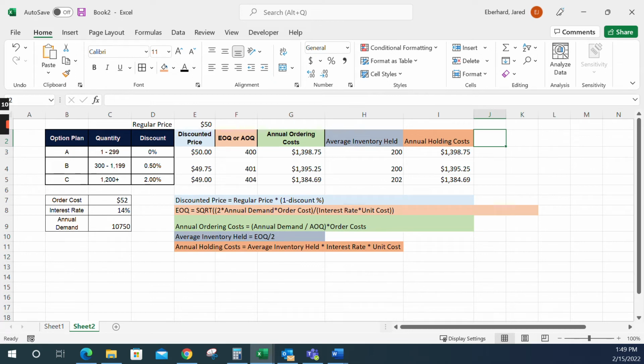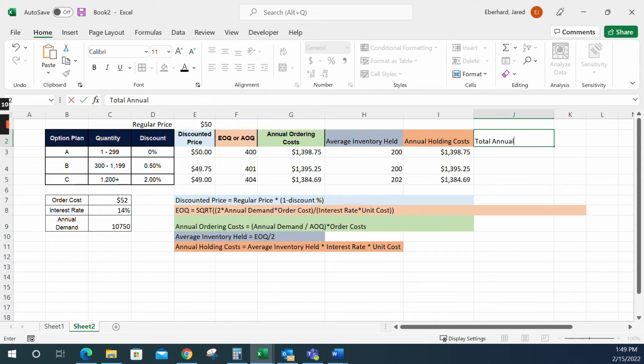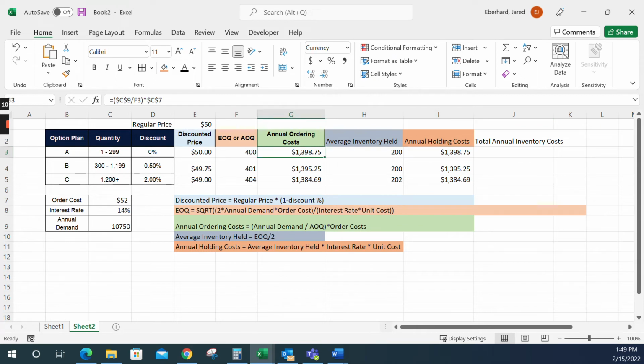Excellent. Because the last thing we need to calculate is simply my total annual inventory costs. I've already done most of the math for this. All this total inventory cost is going to be is my annual holding cost plus my annual ordering cost plus the actual cost of the material I purchase. Let's make a note of that so it helps you out.